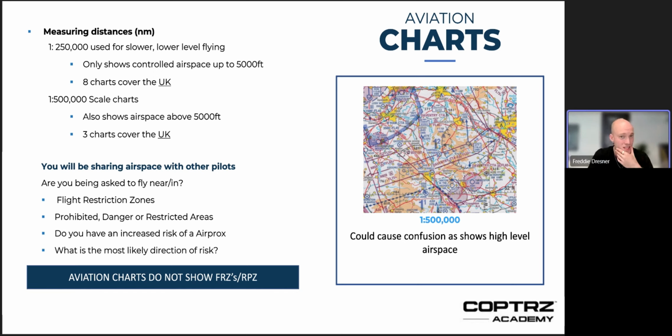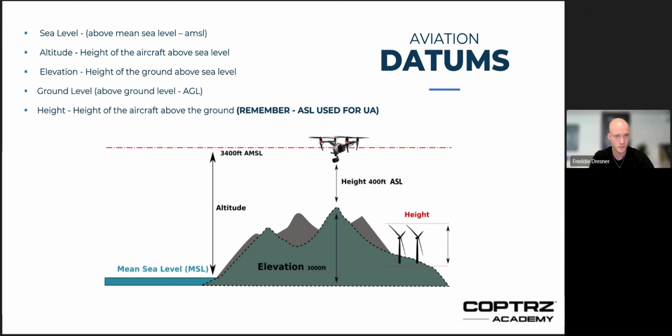In your aviation charts, this will give you all your information on flight restriction zones, your reserved airspaces such as prohibited, danger and restricted, what's your likelihood of any increase of airprox, and what direction might that come from. So you want to use both of these tools to your advantage to gain really good situational awareness of the area you're about to go to.